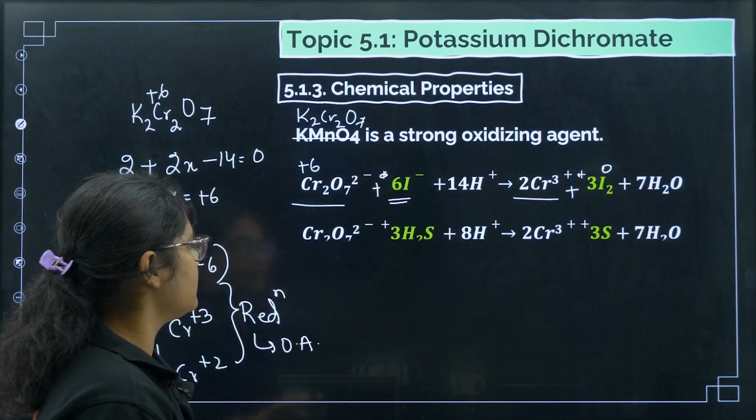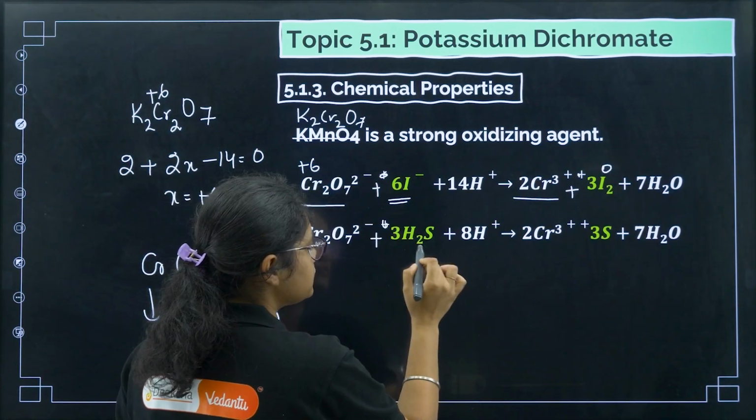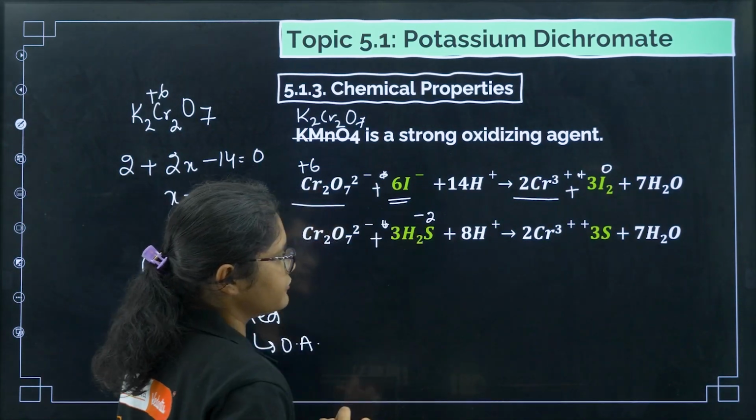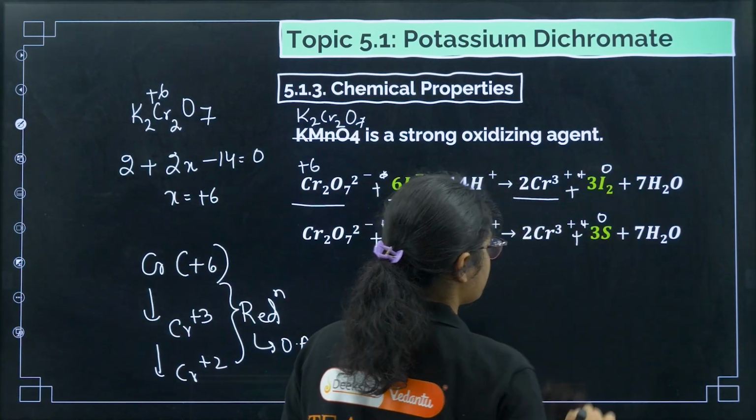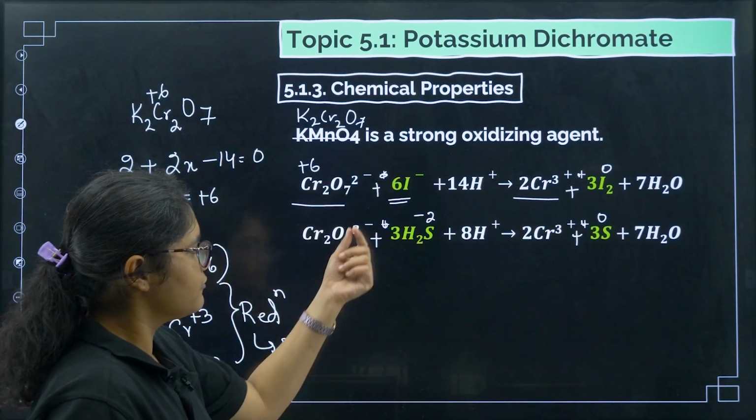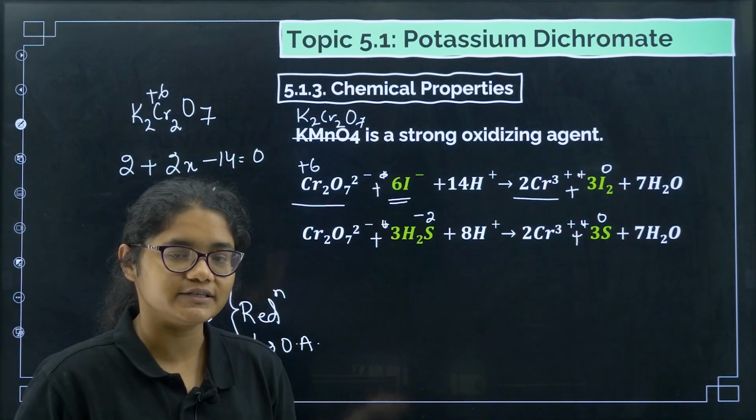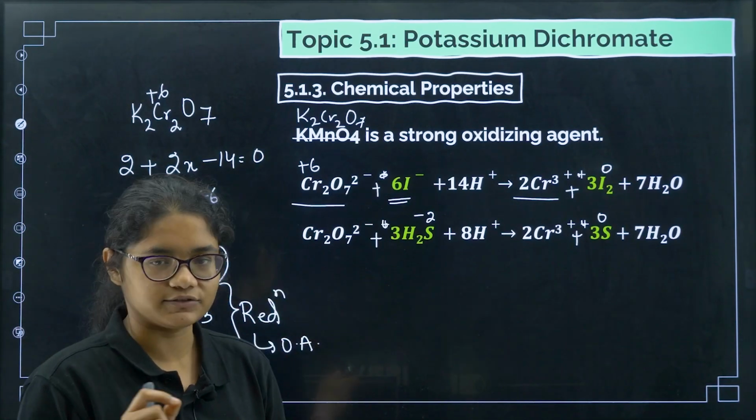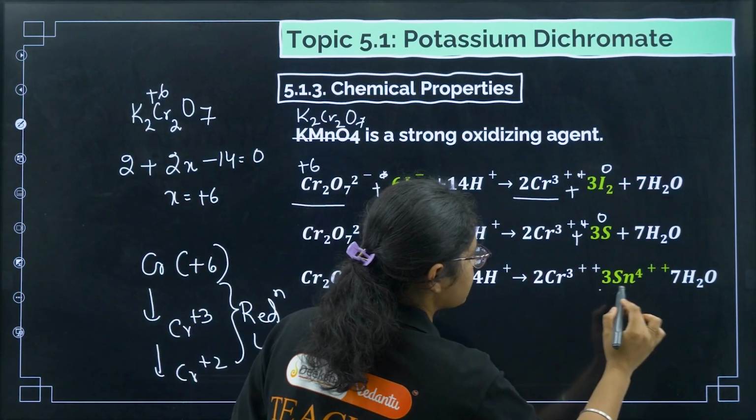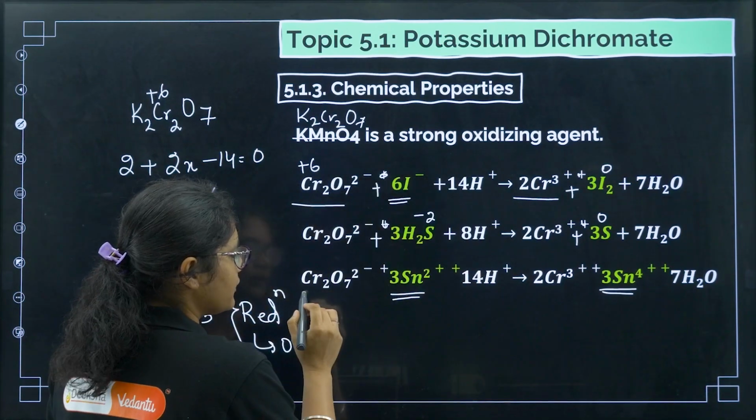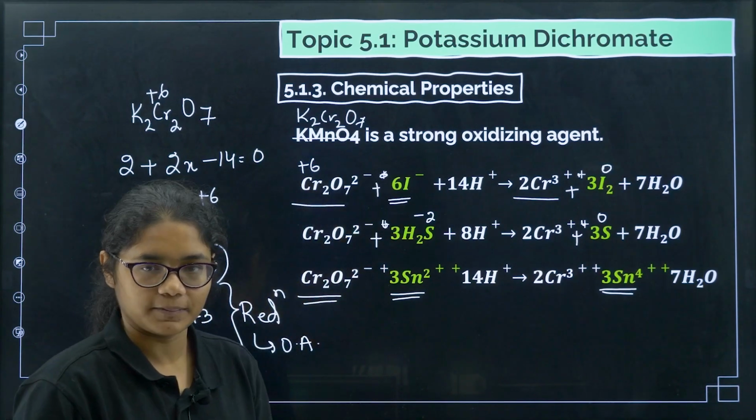Okay. Now coming to the next one, H2S. If you calculate, the oxidation state of sulfur is minus 2 and here the oxidation state of sulfur is 0. So from minus 2 to 0 there is an oxidation of sulfur. Who is doing this oxidation? Potassium dichromate is doing this oxidation. Now the next one, Sn2 plus to Sn4 plus. Potassium dichromate is oxidizing Sn2 plus to Sn4 plus.